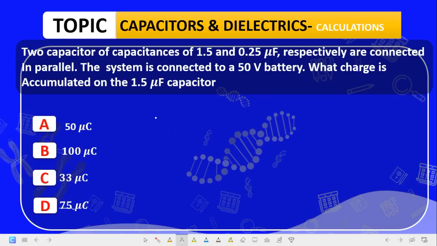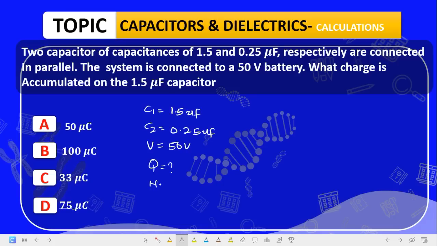Next question says 2 capacitors of capacitances C1 giving us 1.5 microfarad, and then C2 0.25 microfarad are connected in parallel. The system is connected to a voltage of 50 volts. What charge is accumulated on the 1.5? What charge? It means you have been asked to find Q.